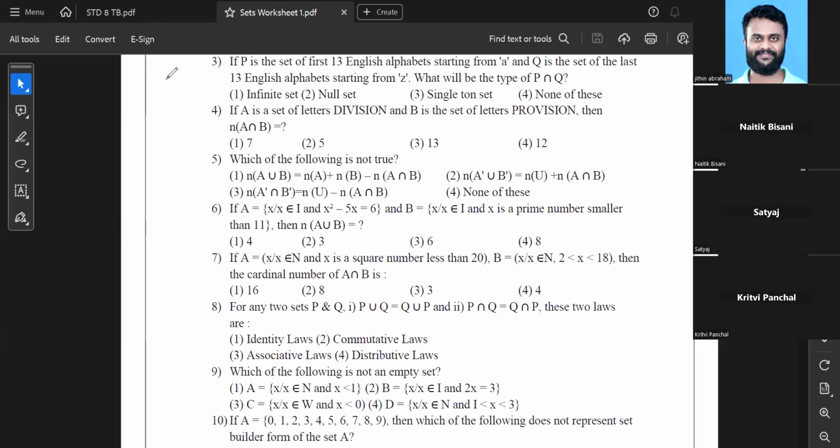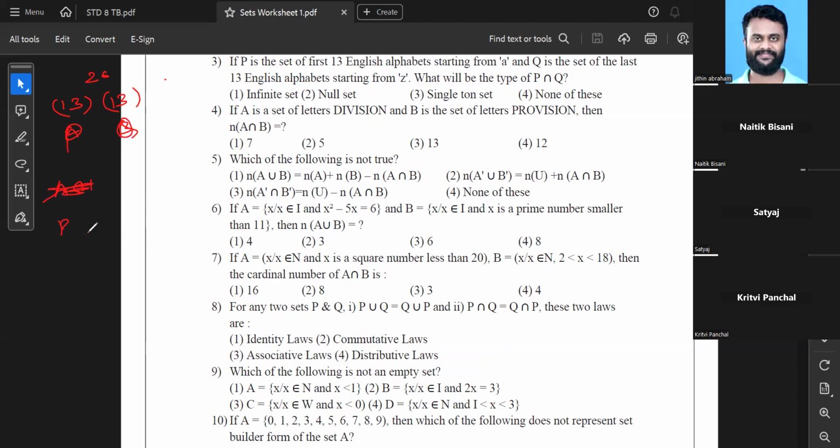If P is the set of first 13 alphabets from A and Q is the set of the last 13 alphabets from Z, then what will be the type of P intersection Q? So logically speaking, we know that in the alphabets there are only 26 letters. So if the first 13 is P, the last 13 is Q, okay?